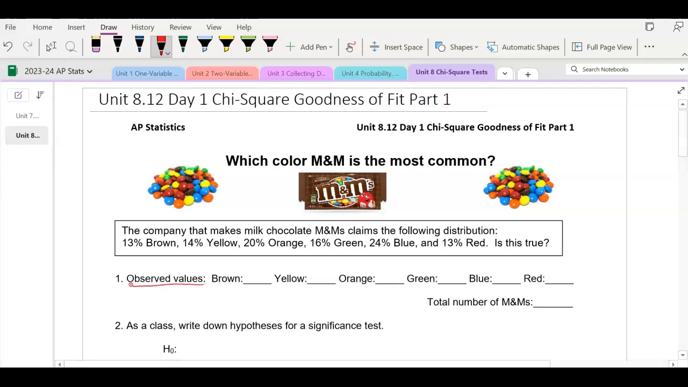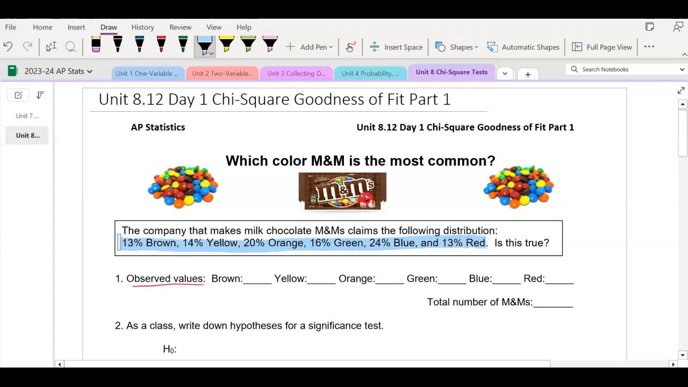So what are we actually doing with this? Well, we just found the number in our total sample, this giant bag that we started with, of each kind or each color of M&M. And according to Mars, who makes M&Ms, they fill each bag with about 13% brown, 14% yellow, 20% orange, 16% green, 24% blue, and 13% red.